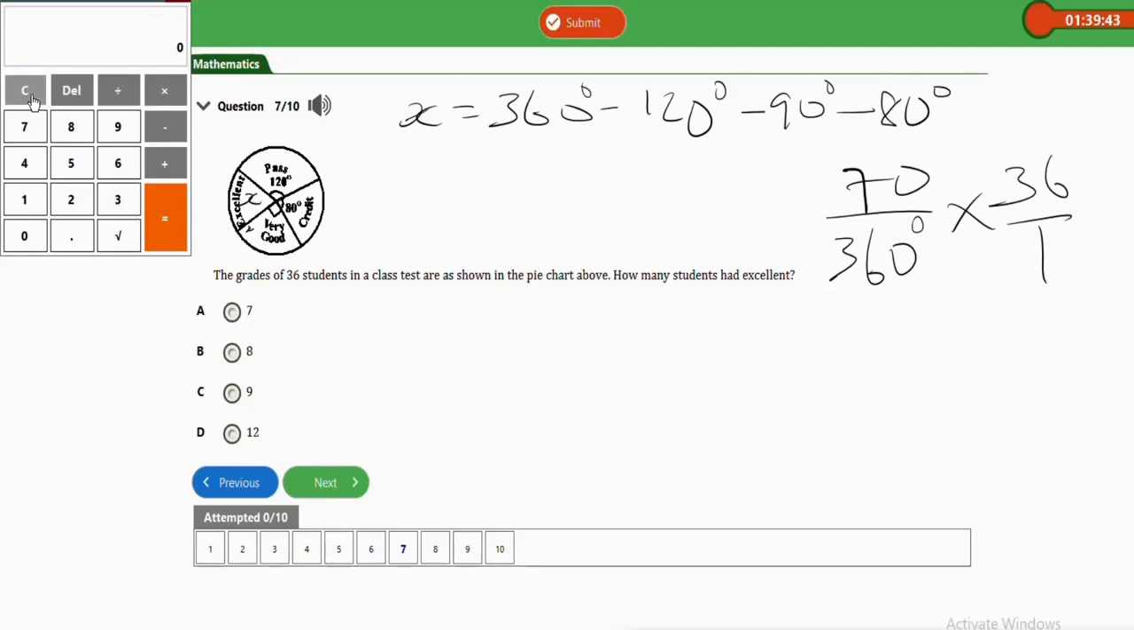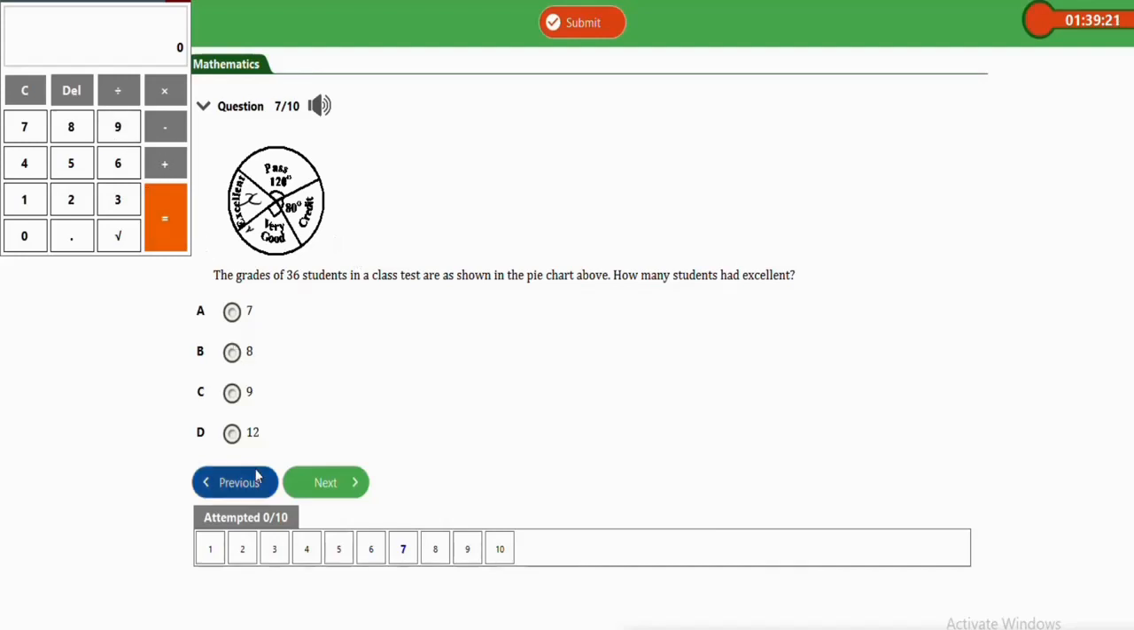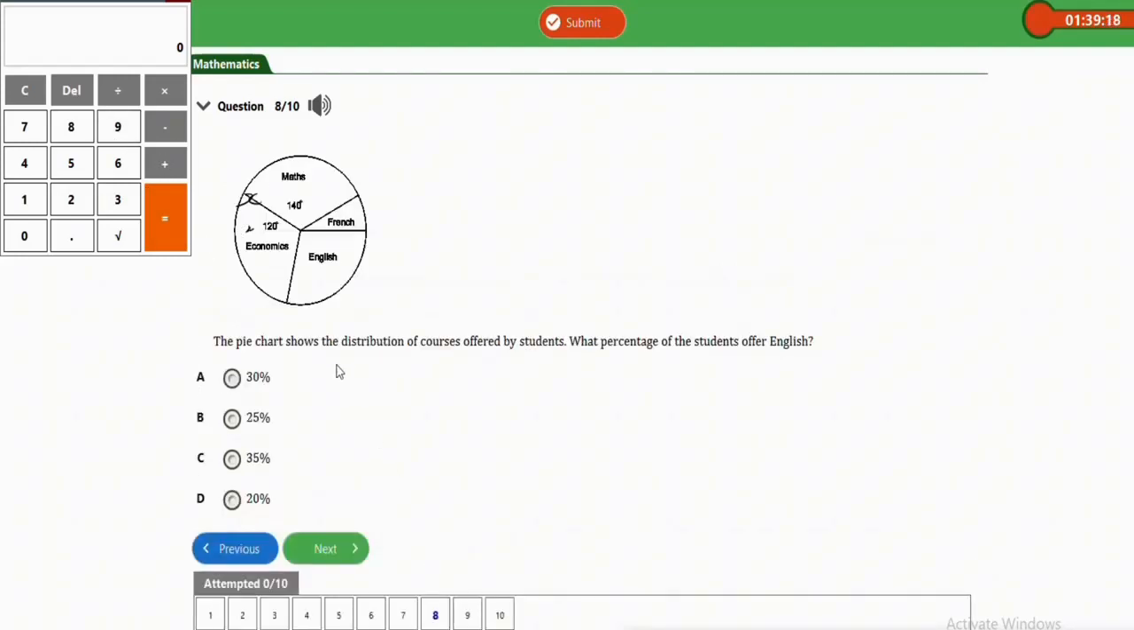Lastly, let's solve the next question, and after you can call it a class. Let's wipe this. So the last repeated question we're going to solve will be this question. It says the pie chart shows the distribution of courses offered by students. What percentage of the students offer English? Alright, so note that in this question, we have a degree for the English students here. This is angle 90 degrees, so we have 90 degrees here.